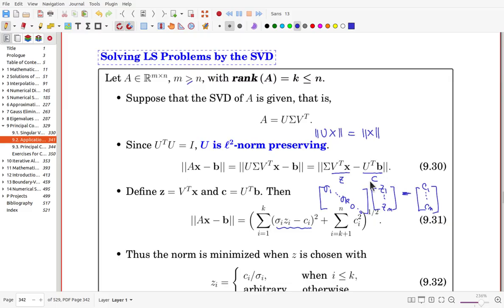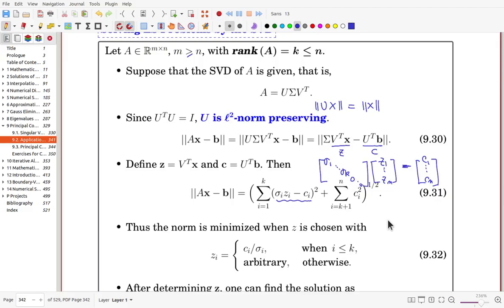Now we have to minimize the norm. The only way is to make this term 0. Square is always non-negative. We try to make it 0. So from 1 to k, we can decide Zi is Ci over sigma i. Now for the remainder part, from Zk plus 1 to Zn, we can decide arbitrarily. No matter how we decide, it doesn't matter, it's always the same. Once it is 0, then it's minimum.